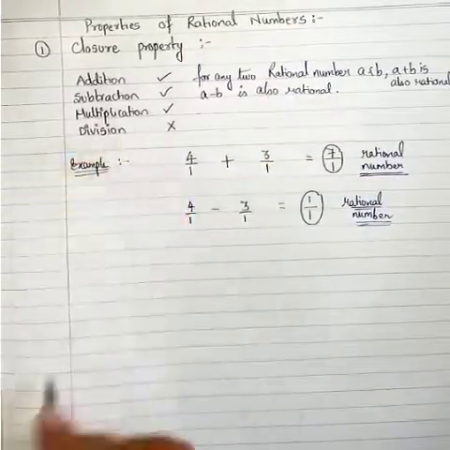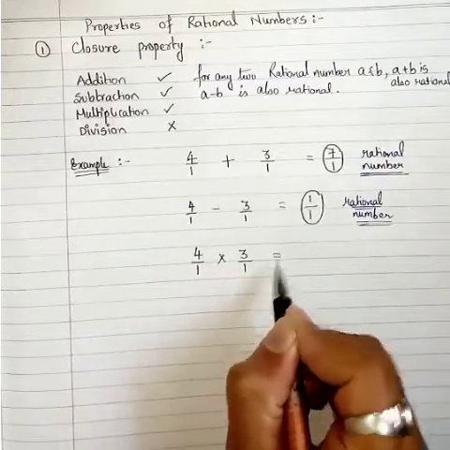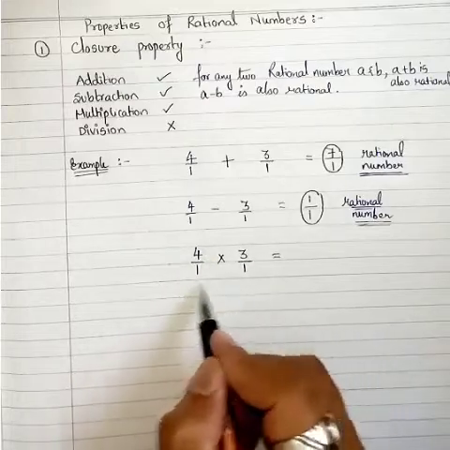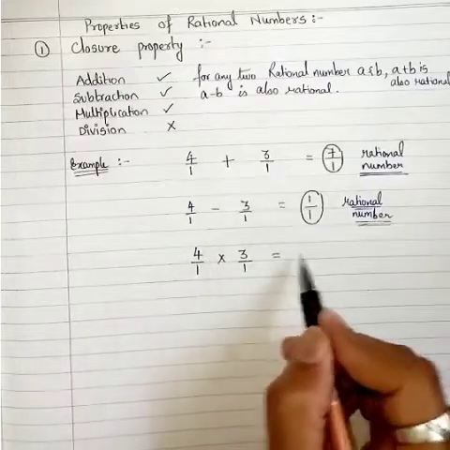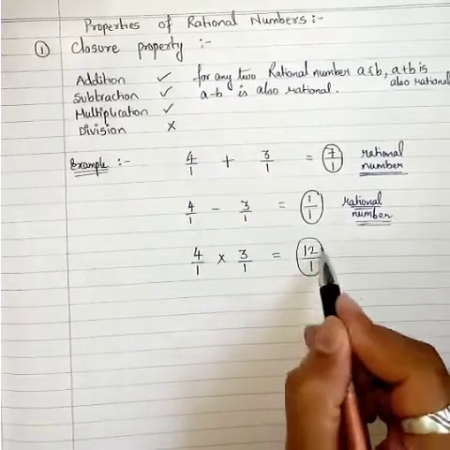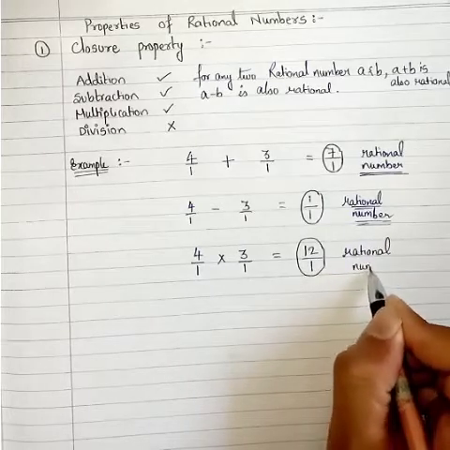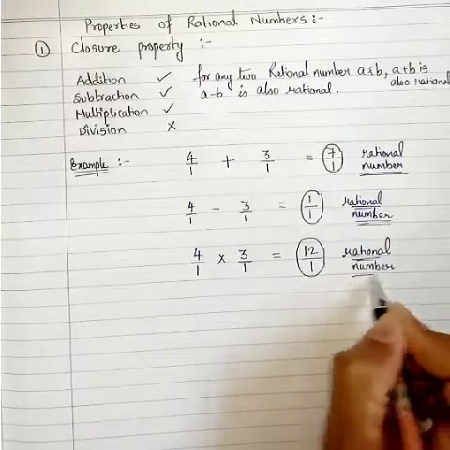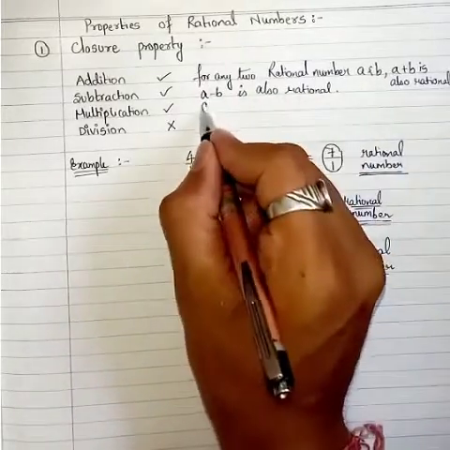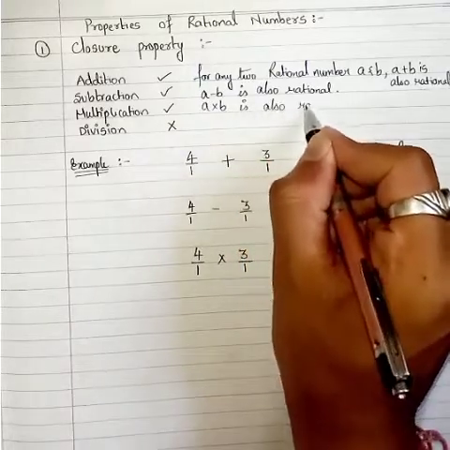Now I will come to the multiplication part. So 4 by 1 multiplied by 3 by 1. Multiplication is straightforward, that is numerator to numerator and denominator to denominator. So 4 3s are 12, 1 1s are 1. Again it is a rational number. So from here I come to know that for any two rational numbers a and b, a multiplied by b is also rational.